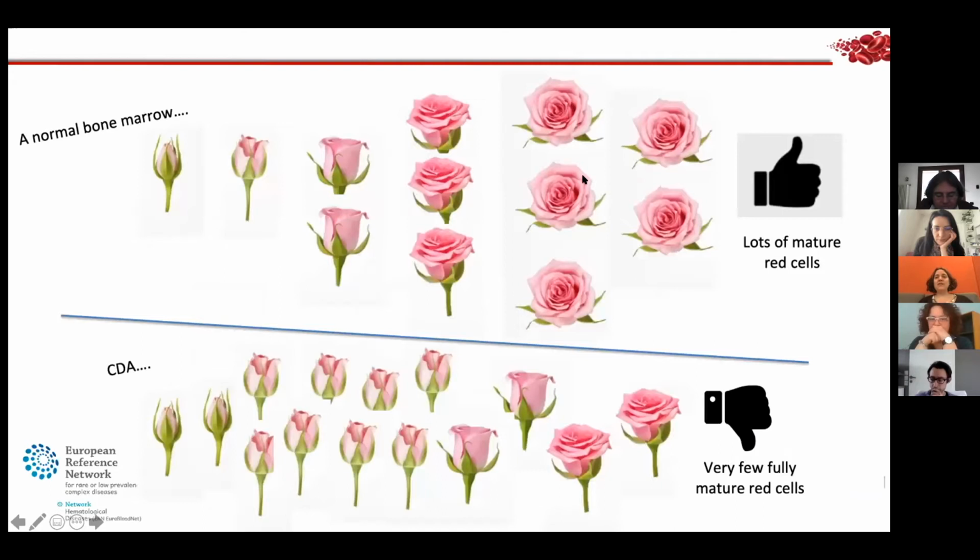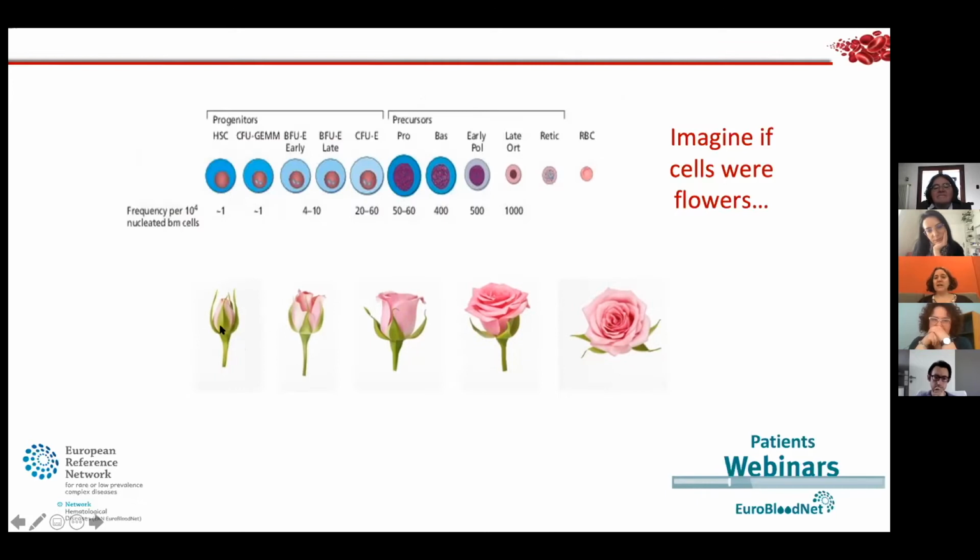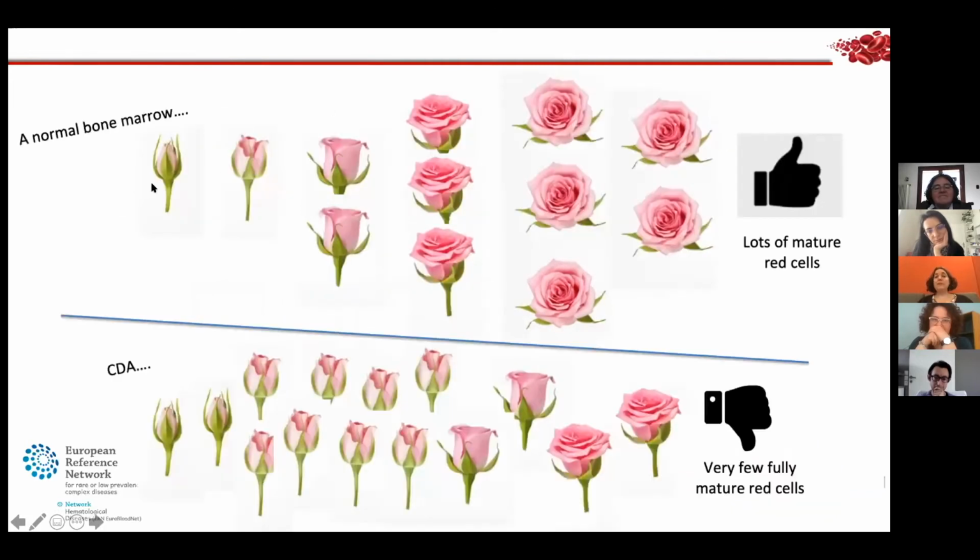Now, with this flower analogy, let's look at a normal bone marrow. I showed you this slide, which is like a line, but in fact, it happens more like a pyramid. So you start off with a few of the buds, but as they become more mature, the cells grow and expand until you have lots and lots of mature cells. And these are the ones that are ready to go and carry oxygen in the bloodstream.